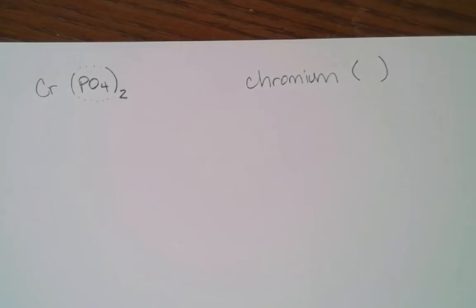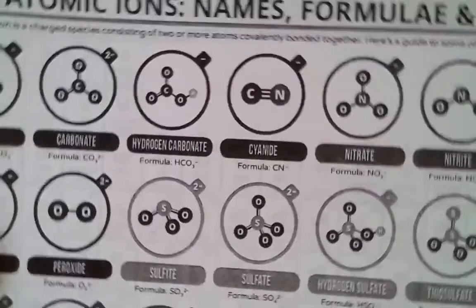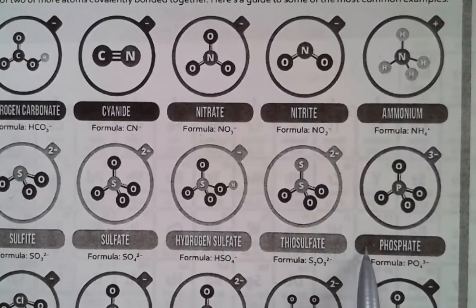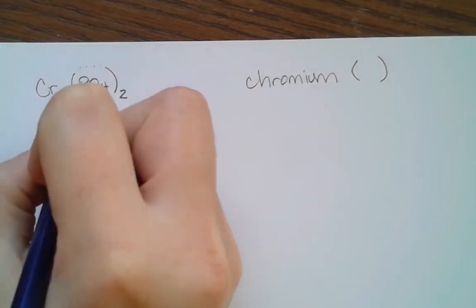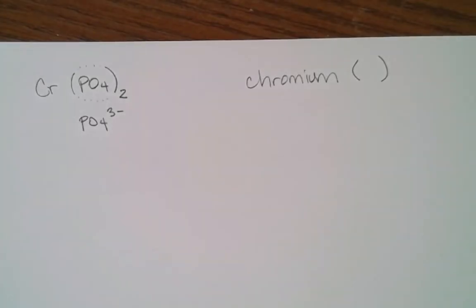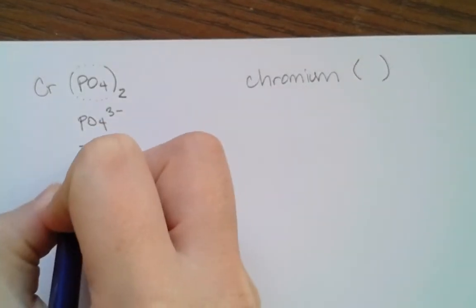Your anion, you've got a phosphorus and 4 oxygens. That is a phosphate. PO4. Good. PO4, a charge of 3 minus. Your phosphate has a charge of 3 minus. We've got 2 of them. This phosphate has 3 minus charges. Your second phosphate has 3 minus charges.